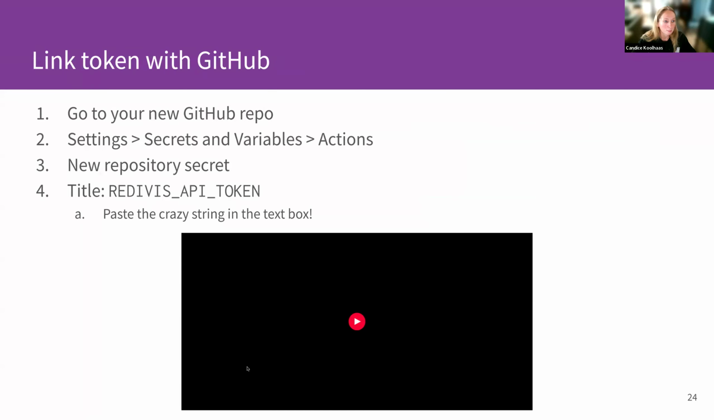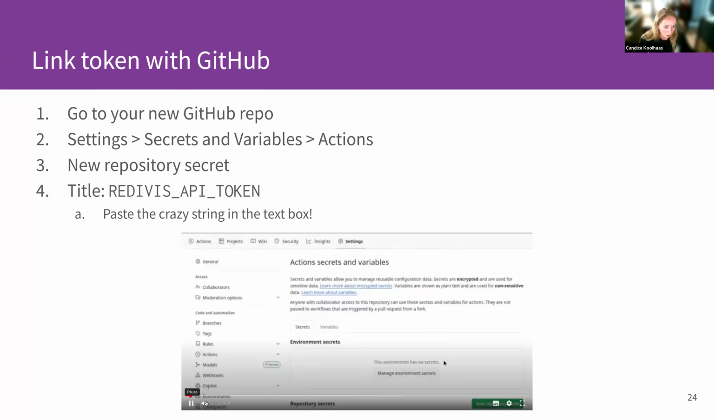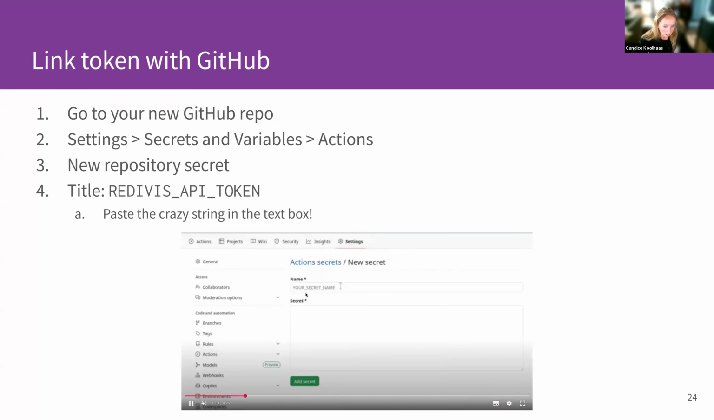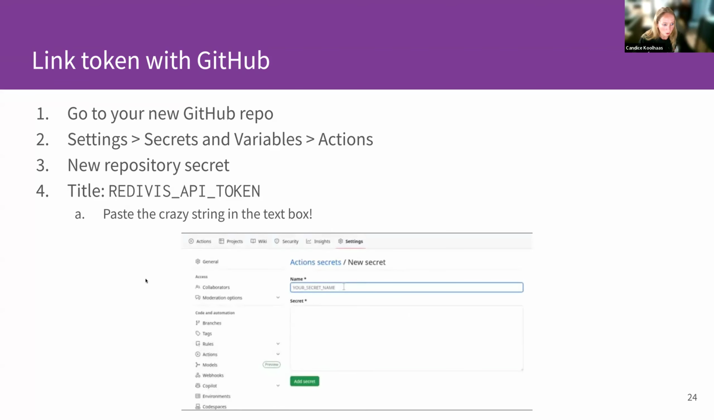Okay, now this is where you put your API token. Now that you have a GitHub repo of the Datapages template, go to Settings, then Secrets and variables, and go to Actions. There I'm clicking on it. It looks like that. You can name your secret something. Oh, no, you should name it Rediviz API token. Then you put the long string that you got from Rediviz into that secret space.